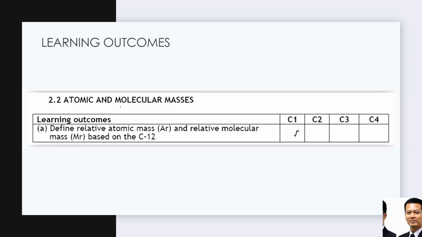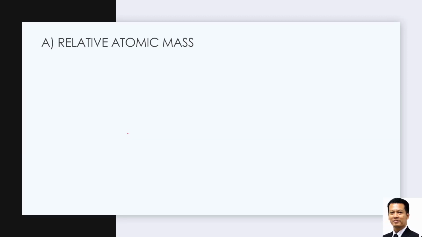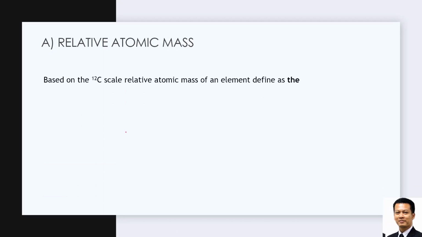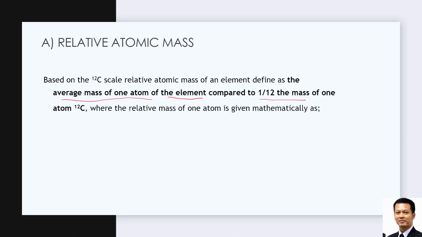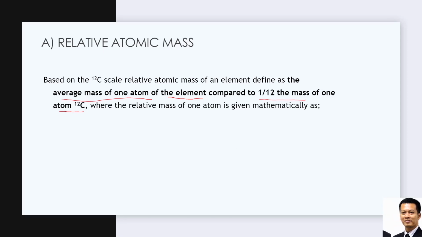We are going to continue to 2.2 atomic and molecular masses. The learning outcome for this one is that you should be able to define relative atomic mass, AR, and relative molecular mass. Relative atomic mass is based on the carbon 12 scale. The relative atomic mass of an element is defined as the average mass of one atom of the element compared to 1/12 the mass of one atom of carbon 12. Mathematically, let's see the formula.